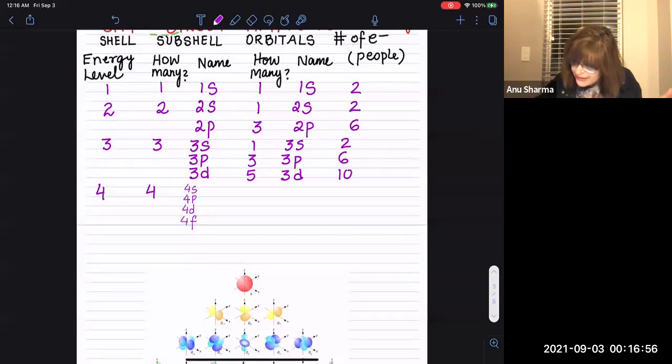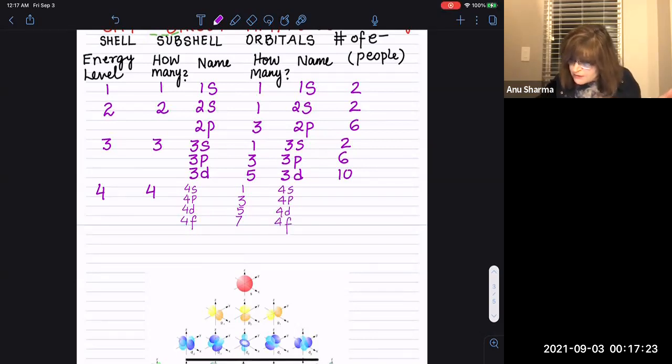Okay, 4s is made up of how many orbitals? 1. P is made up of how many orbitals? 3. D is made up of how many orbitals? 5. And F is made up of how many orbitals? 7. 1s, so the name is 4s, 4p, 4d, and 4f.